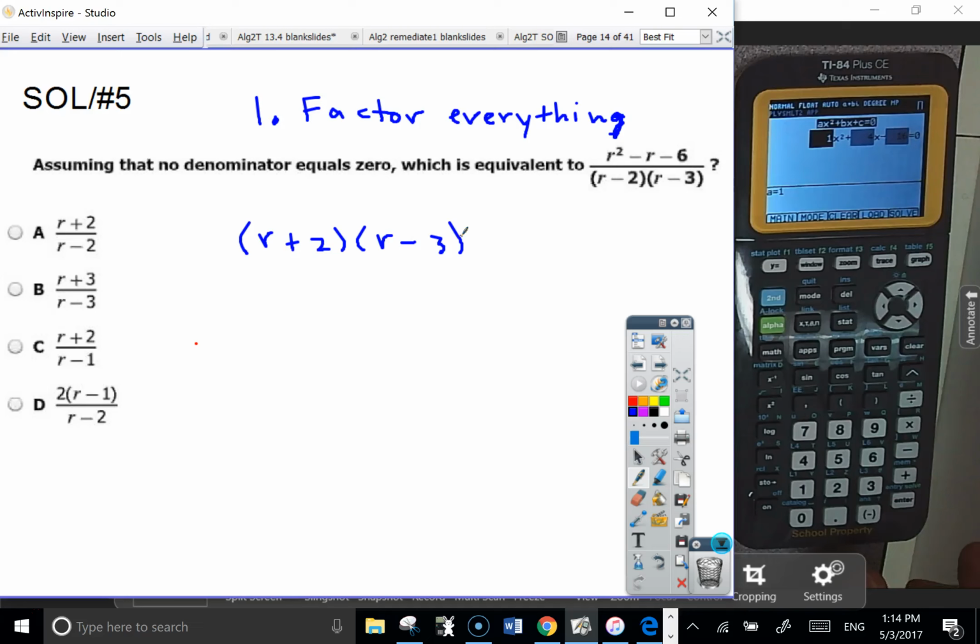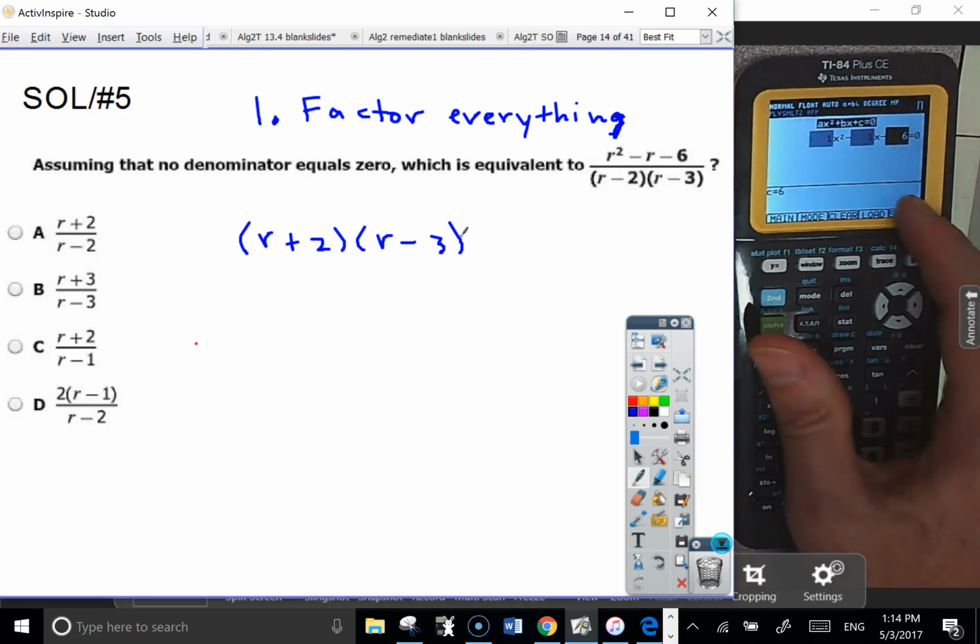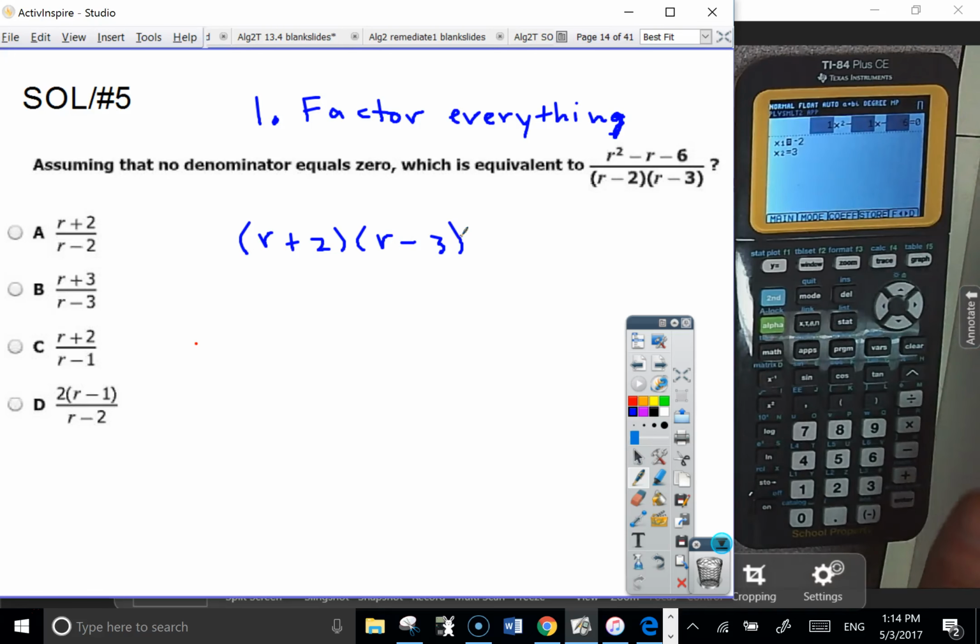So in this case, it was r squared minus r minus 6. So I need it to be 1x squared, 1, enter. I need that to be a minus, enter. I need another 1. Enter. I need that to be a minus, and I need that to be a 6. Right? And when I've got everything the way that I want it, then solve is right down here, so I hit graph. And it tells you that the zeros of this equation to solve are -2 and 3.